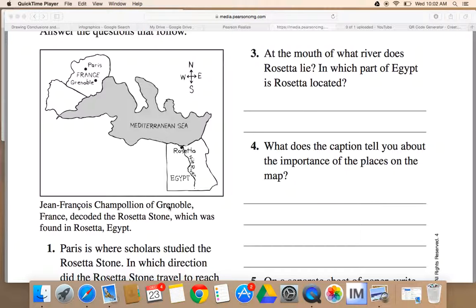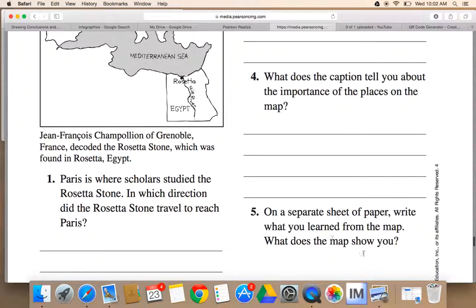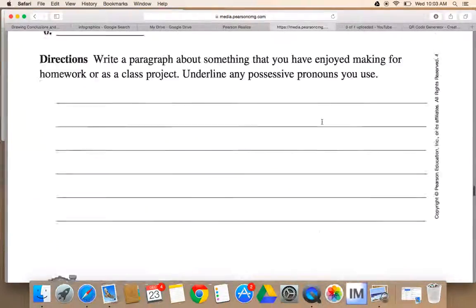What does the caption tell you? Here's the caption right here. What makes it so important? You'll read the caption and you can answer that question. Cross off number 5. We're not going to do number 5.